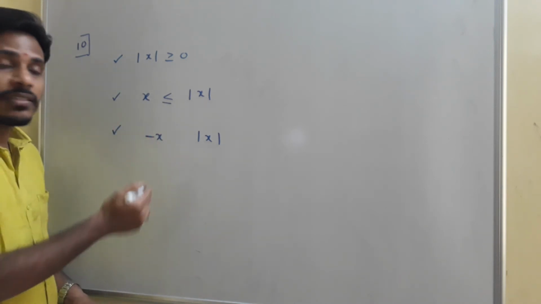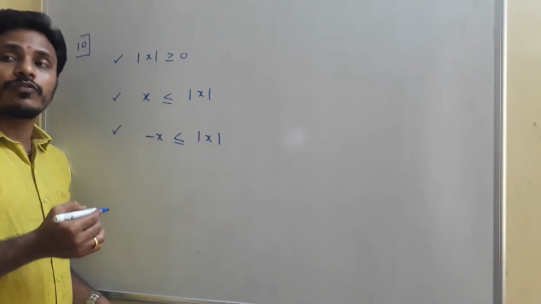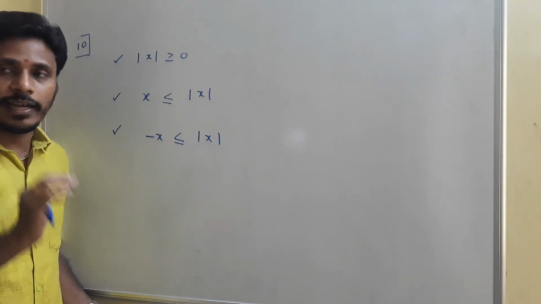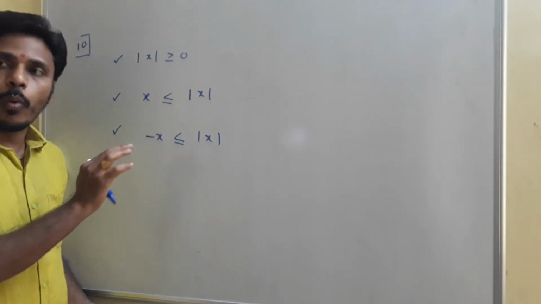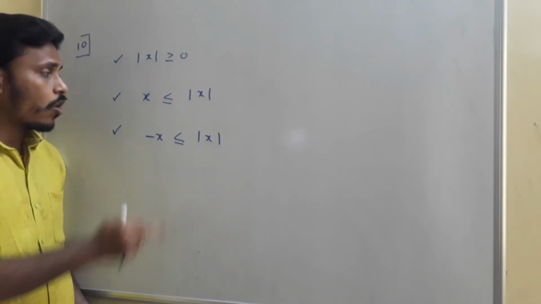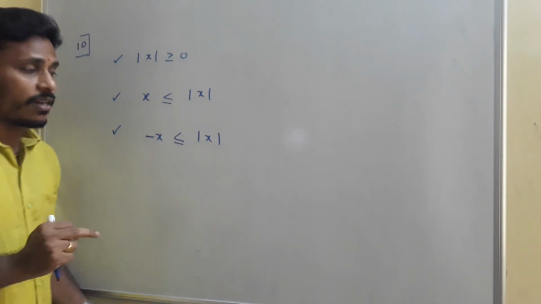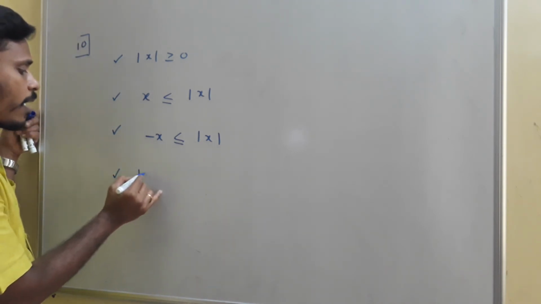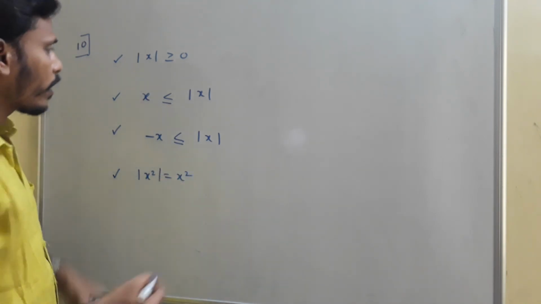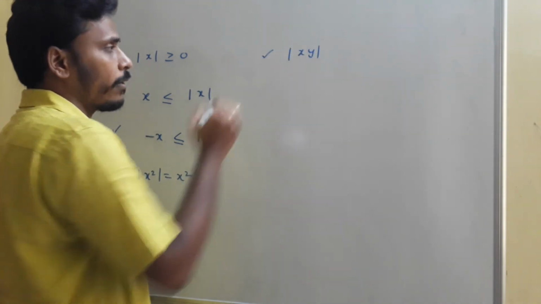When you compare minus x and mod x, still minus x is lesser and sometimes they are equal because we don't know about x. So mod x is greater than or equals to 0 is one idea, whereas these two are also very familiar and useful ideas in solving some modulus inequalities. Just have a look: x is less than or equals to mod x, whereas minus x is less than or equals to mod x. And one more thing I already mentioned, mod x square is equals to x square, and that is very clear. And the next thing is what to say about modulus of x into y.